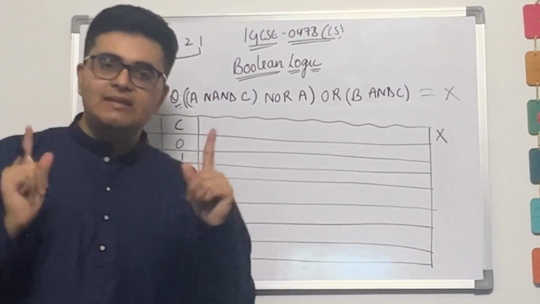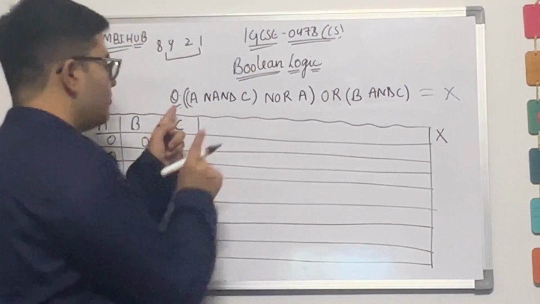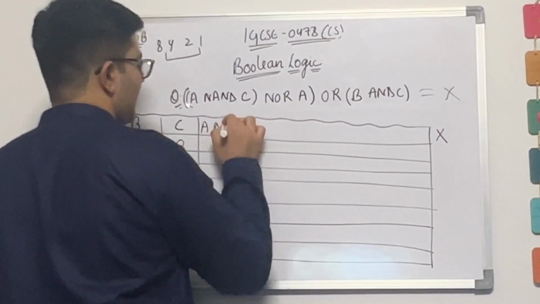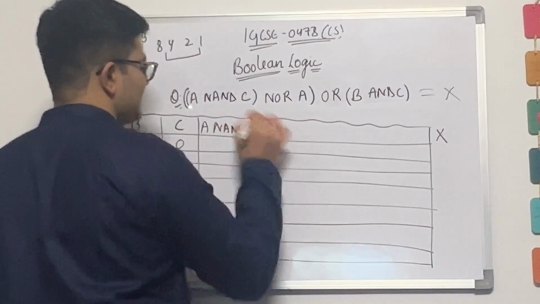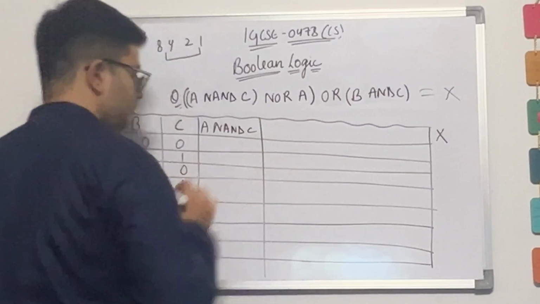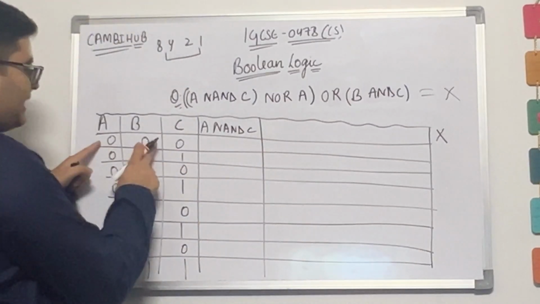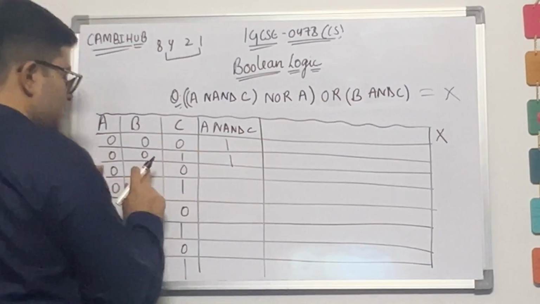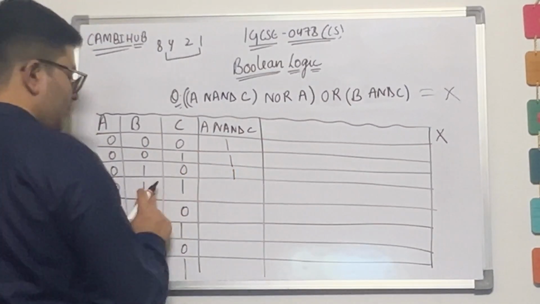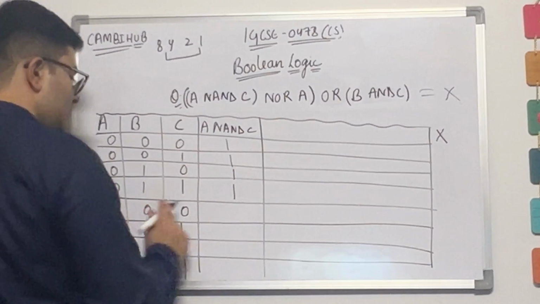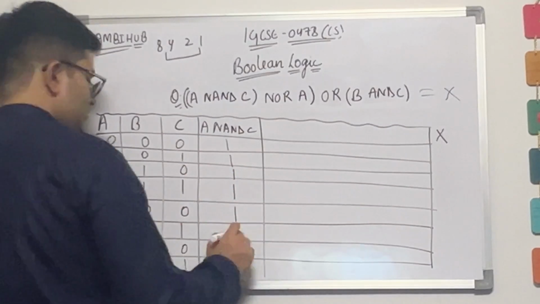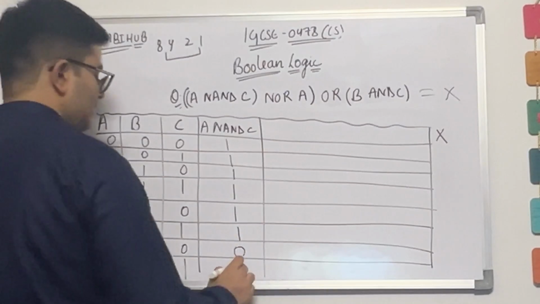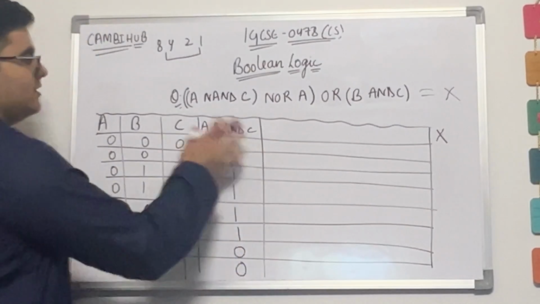Again, we'll try solving the inner brackets first. So here we have A NAND C. So we'll solve A NAND C, right? 0 0 is going to be 1, 0 1 is also going to be 1, 1 0 is also going to be 1, and 1 1 is going to be 0. This is the first bracket I have solved.